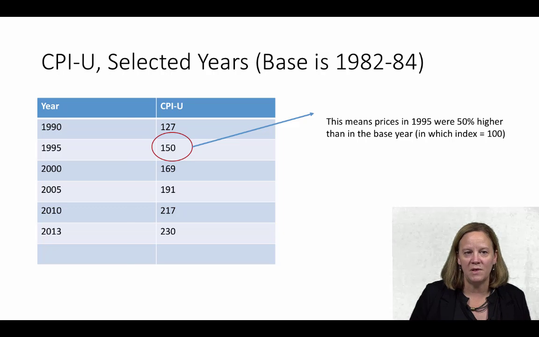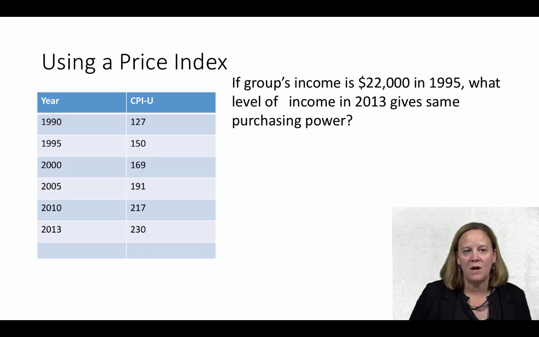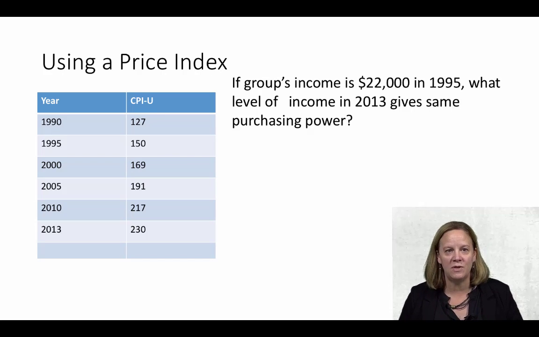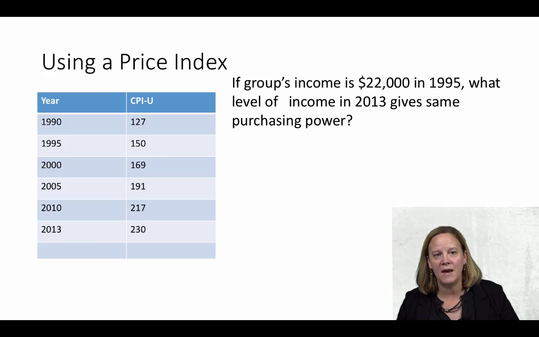Let's begin with a simple example. Suppose we know that a group's average annual income in 1995 was $22,000, but want to know what level of income in 2013 would provide the same purchasing power, or be equivalent in real terms. An alternative way to phrase the question is, how much income would be required in the year 2013 to be able to purchase the same bundle of goods available with $22,000 in 1995?